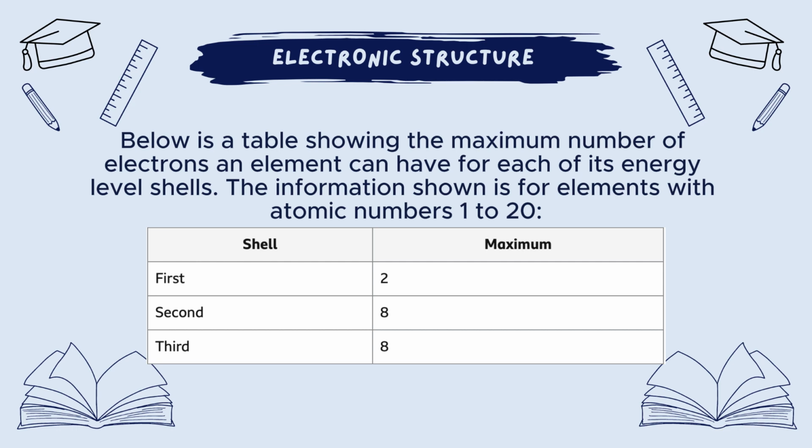Below is a table showing the maximum number of electrons an element can have for each of its energy level shells. The information shown is for elements with atomic numbers 1 to 20. The first shell can hold 2 electrons. The second shell can hold 8 electrons. The third shell can hold 8 electrons.